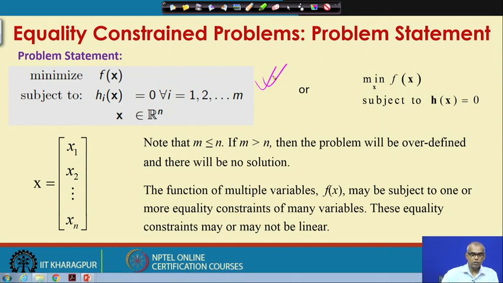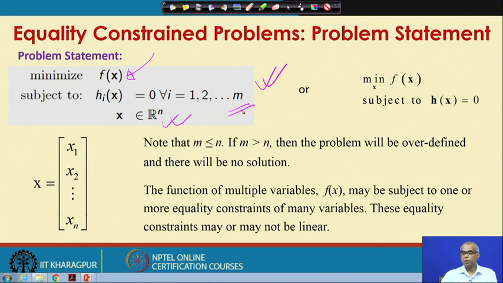So, consider this expression: minimize f(x) subject to h_i(x) = 0, i = 1 to m. So, we are considering an n variable function, x belongs to n dimensional real space. So, we are considering a function f(x) which may be an n variable function, and there are m number of equality constraints. So, all the constraints are of equality type: h1(x) = 0, h2(x) = 0, h3(x) = 0 up to hm(x) = 0.